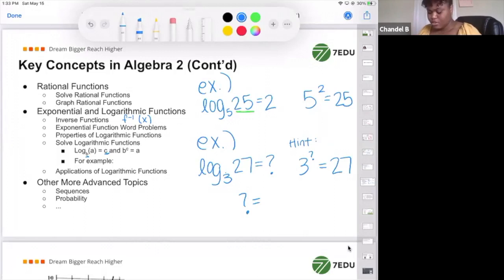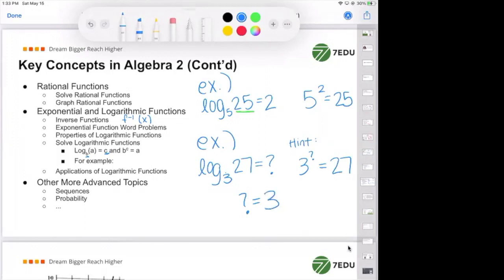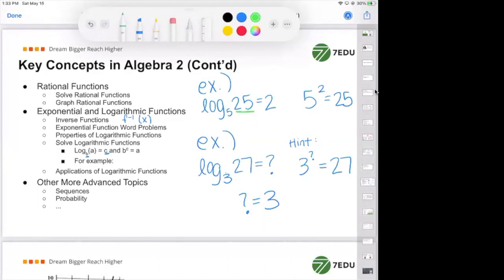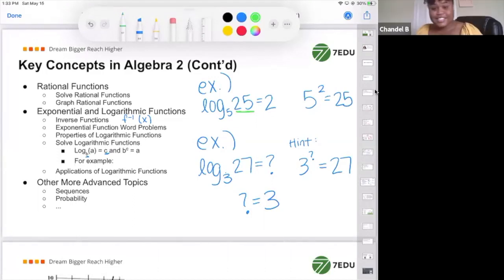3. 3, very good. Have you ever seen that before? No. But you were able to understand it just from the formula? Yeah. Very good. That's awesome. So yes, the answer should have been 3 because we know that 3 cubed is 27. So that tells me that log base 3 of 27 is 3.